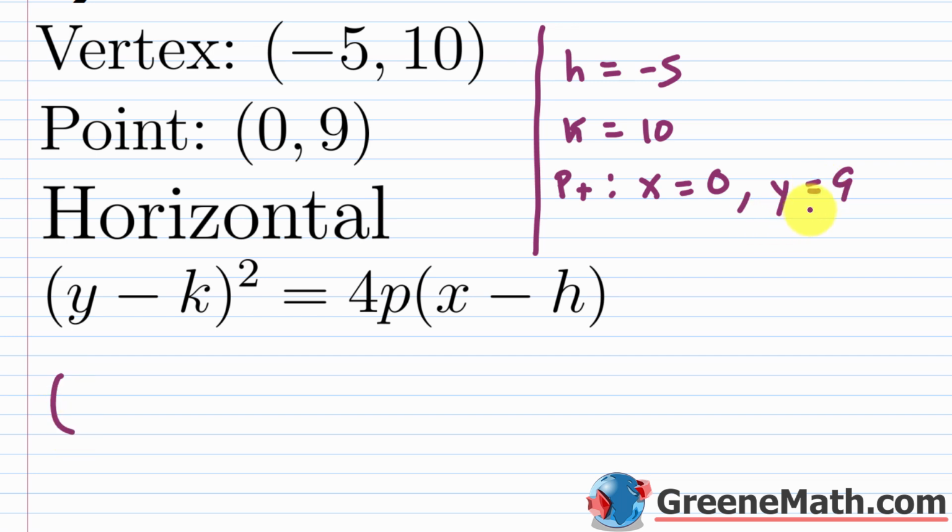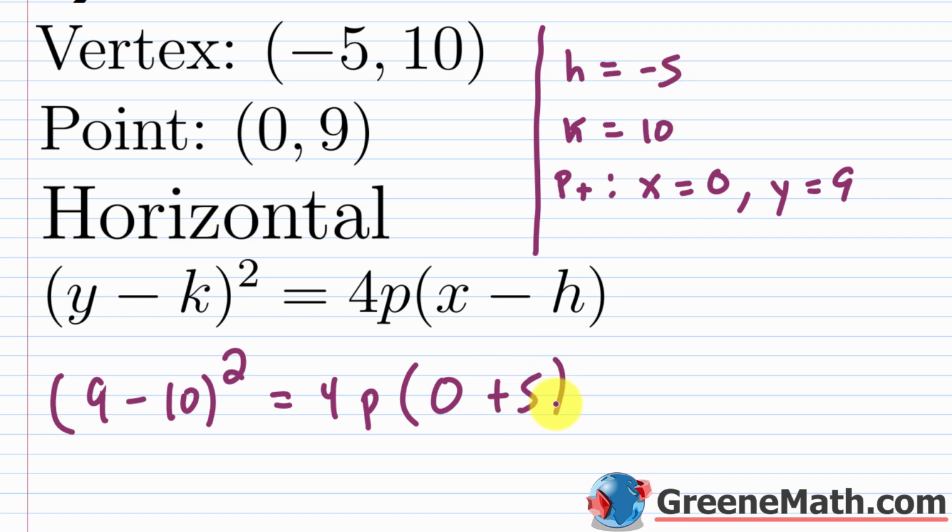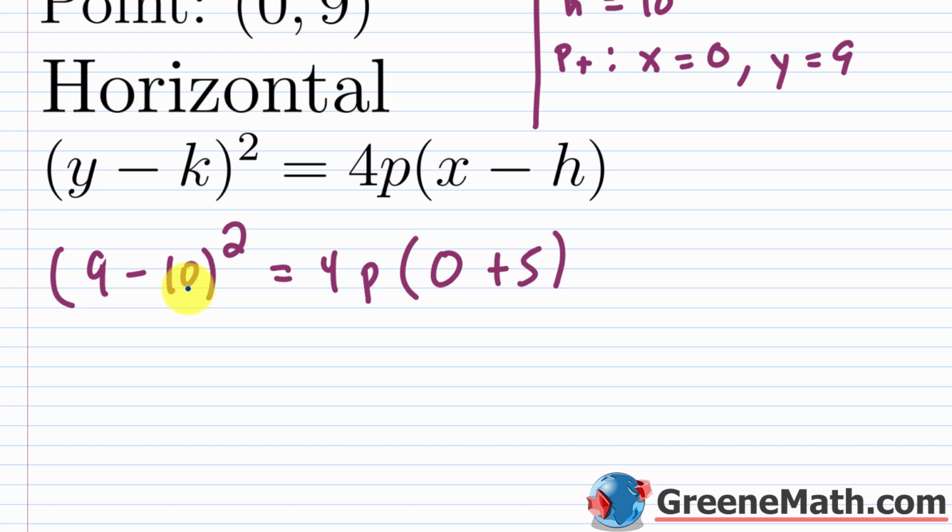So for y, you plug in a 9. And then minus for k, you plug in a 10. This is quantity squared. And this equals, we don't know what p is, so let's put 4p times the quantity. For x, you're plugging in a 0. And then minus for h, you have a -5, so minus the -5 is plus 5, and then close that down. We know that 9 minus 10 is -1, so this would be (-1) squared is equal to 4p times, this would be 0 plus 5, which is 5.